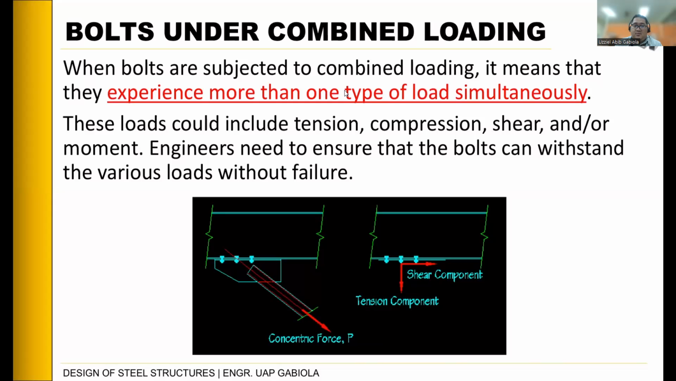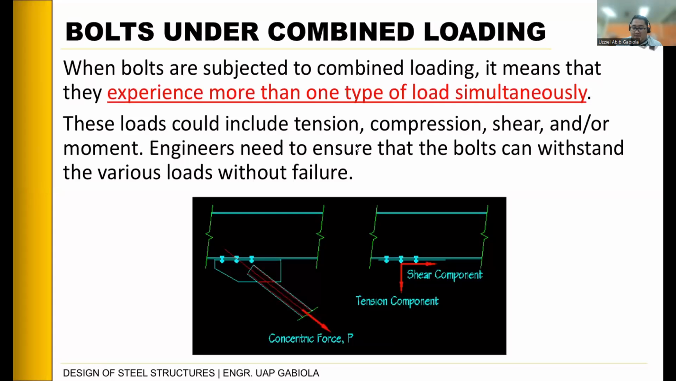So, the moment, we will not discuss today, because that is for eccentric loadings on our connection. But we will consider the combination of a tension load and a shear load that can be present in our structure. Okay? So, engineers need to ensure that our bolts can withstand the various loadings without failure.